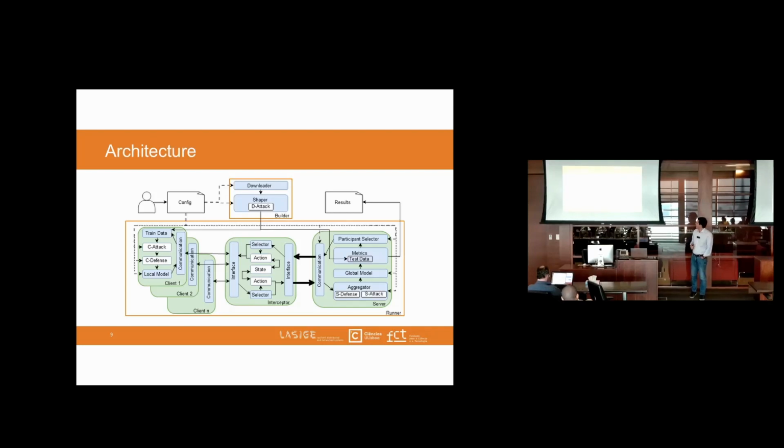Okay, so if we look inside these entities, the server has three main modules. One is preparing the global model that we are training. The second one is being able to evaluate this model using a test set that is provided by the builder, with certain metrics. And the third module is the participant selector that will select the clients that will be used in each round, okay?